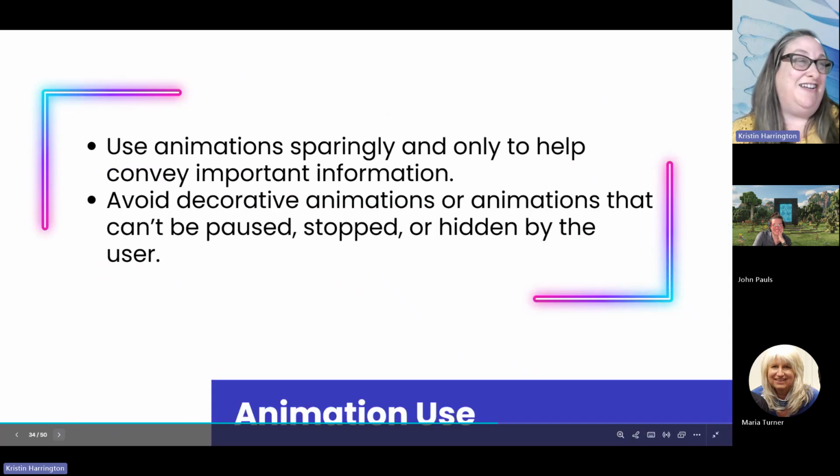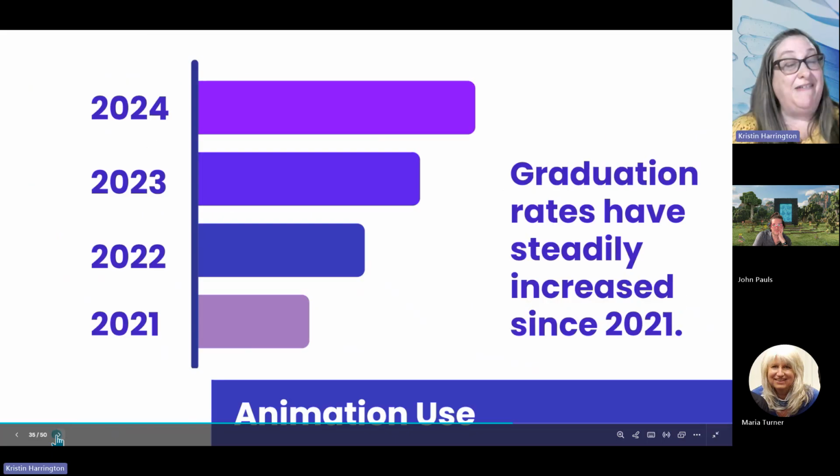Again, to summarize, use animation sparingly and only to help convey important information. We want to avoid decorative animations or animations that can't be paused, stopped, or hidden by the user. I have a couple of examples here, and I want you in the chat to give a thumbs up if you think this is a good example. You don't have to give a thumbs down. You can just not post if you aren't sure or don't think this is a good example.